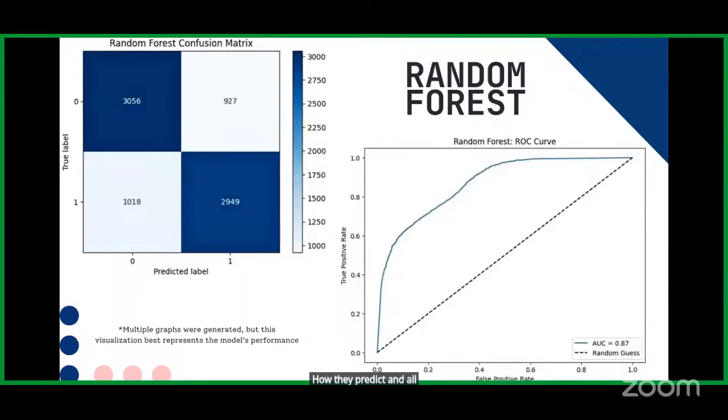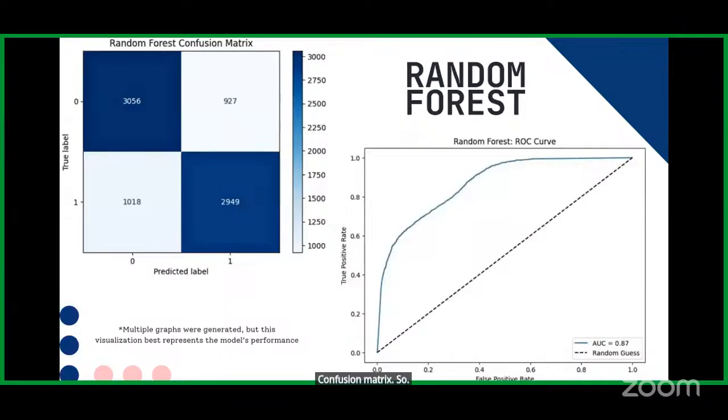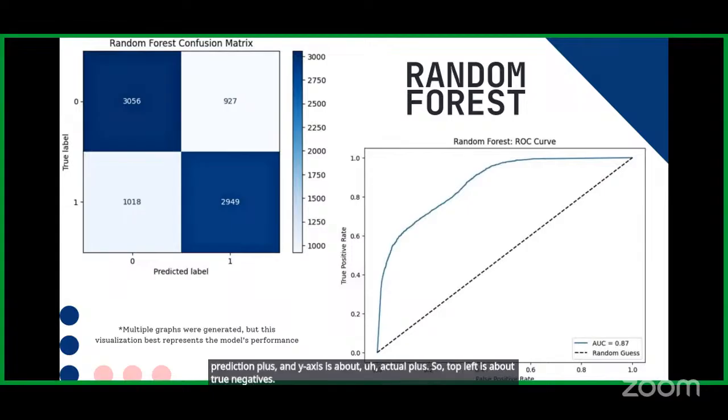Starting with the random forest, on the top left corner, we have the confusion matrix. The x-axis is the predicted class and the y-axis is the actual class. So top left is true negatives, top right is false positives, bottom left is false negatives, and bottom right is true positives. In this graph we need to be more concerned about the false negatives, as we can't afford wrong results there, and we can look at the true positives as they are valuable.